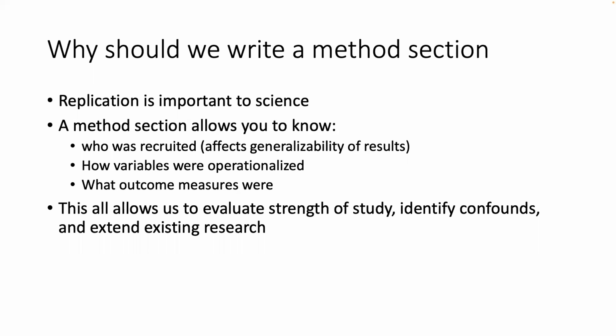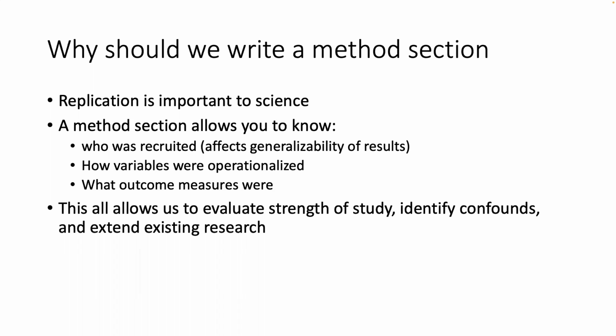But why should you write a method section? So one, we want you to write a method section so that other researchers can evaluate your work. And if wanted, they can also replicate your work. So you should include enough information so that another researcher could run the same exact study if they wanted to. And why would we want to do this? Replication is important to science.